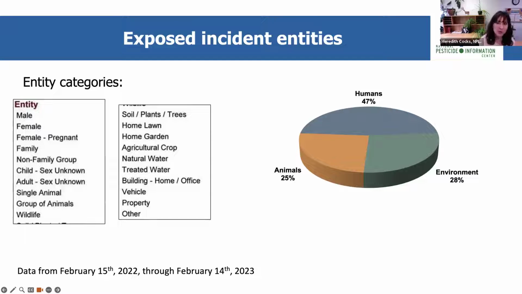And this chart here tends to be the typical breakdown for NPIC incident entities. We see roughly about half of all the incident entities are humans, and then about a quarter end up being non-human animals, which includes pets, livestock, and wildlife, including bees. Bees could be managed or wild, of course. And then the final quarter of entities are typically environmental entities, which includes the natural environment, but also the built environment like a building or a road.